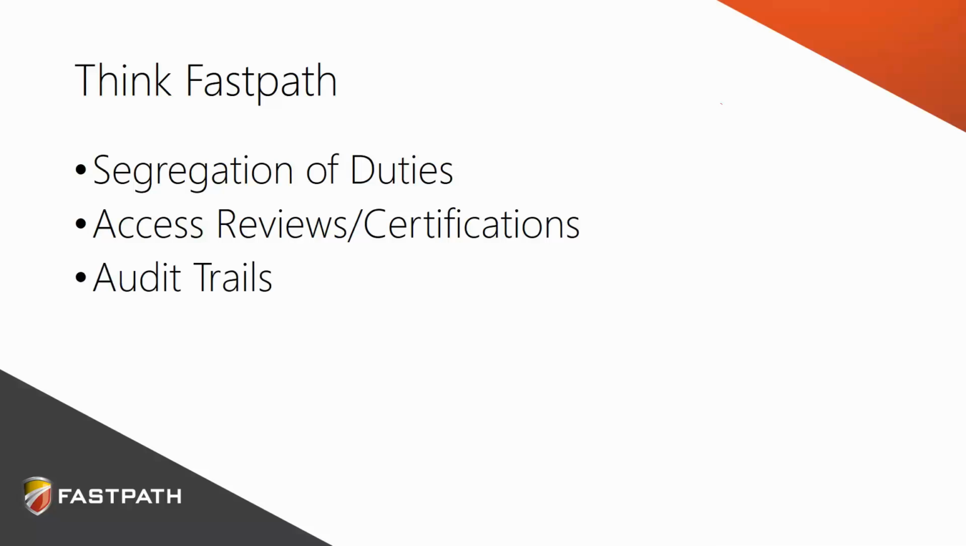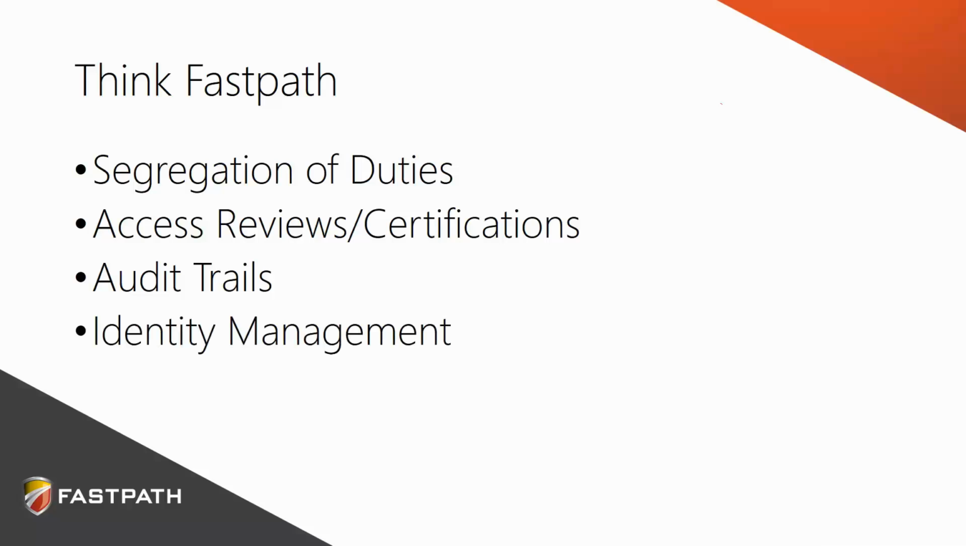The next piece is audit trails. So now that we know which users have access, what changes were actually being made with that access? So this would, for example, be who changed a vendor, who closed that fiscal period. And Fastpath can help your prospects and customers answer that question.